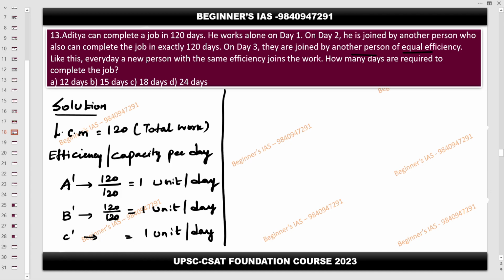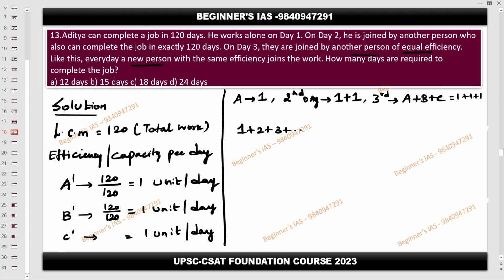Now what is the logic behind here? A does 1, so that is the first day. Next is the second day. On the second day, how much work has been done? A doing 1, B is doing 1. Therefore on the third day, A doing 1, B doing 1, and C doing 1, so 1 plus 1 plus 1, therefore 3. Like that, every day a new person is added. That number of days we don't know, so 1 plus 2 plus 3 plus and so on plus n days.